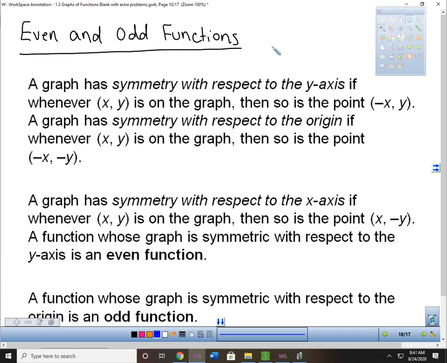All right, even and odd functions. We're going to stop here and save this for tomorrow.